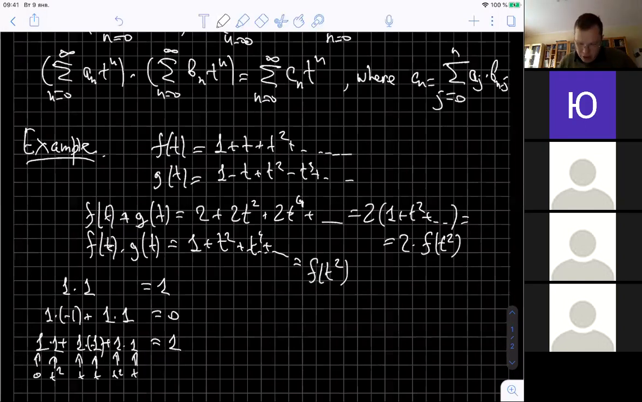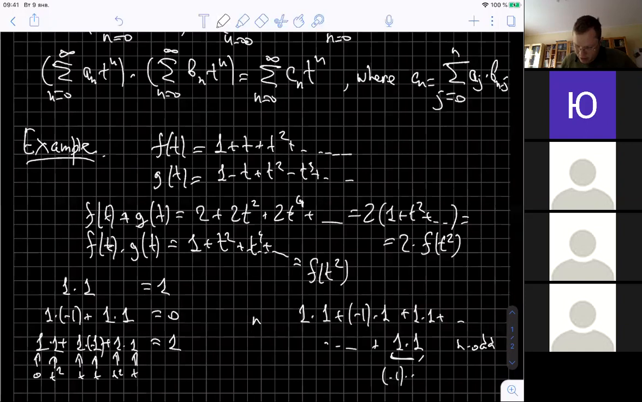Okay, so for arbitrary n, we'll have this sum, and it will land on 1 times 1 if n is odd, and 1 minus 1 times 1 if n is even. So it will be 0 if n is even and 1 if n is odd.